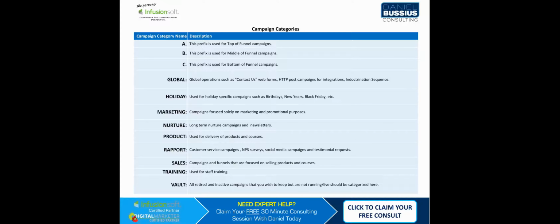The next category is rapport, and rapport campaigns should be customer service campaigns, NPS survey campaigns, also known as Net Promoter Score surveys, any kind of social media campaigns, or testimonial request campaigns. All those kind of campaigns where you're trying to build a relationship or get feedback to basically create rapport with your customer or your leads, they should fall under the rapport category.